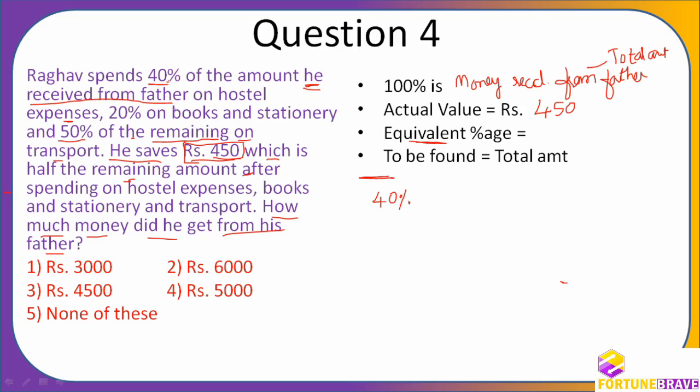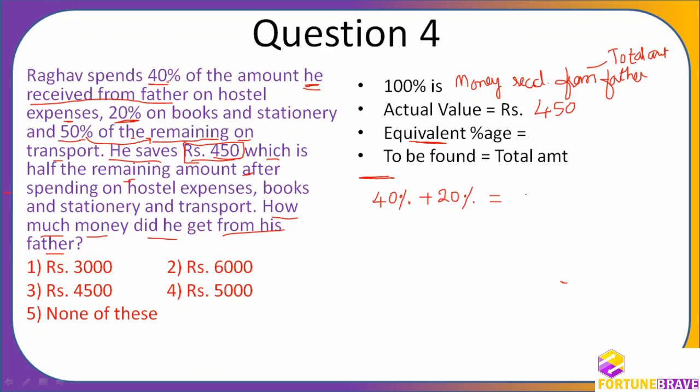Okay, and then he spent another 20% on books and stationery. Now what he says is, and 50% of the remaining. So here I have to understand that I have to first find out how much percentage is remaining with him, and out of that 50% he spends on transport. So again we need to solve it in a different way.